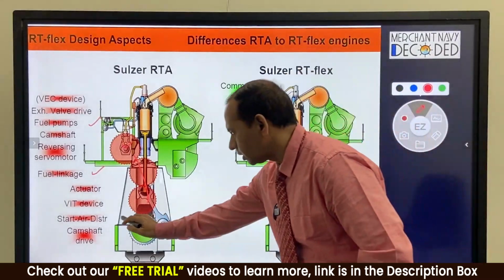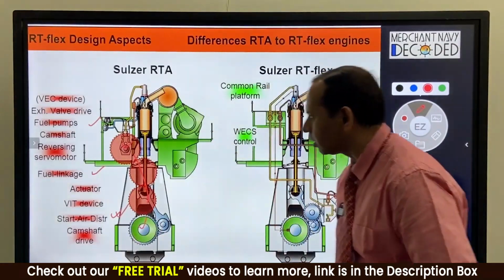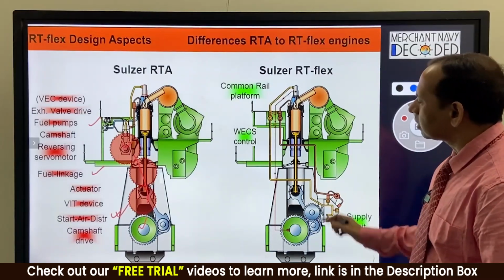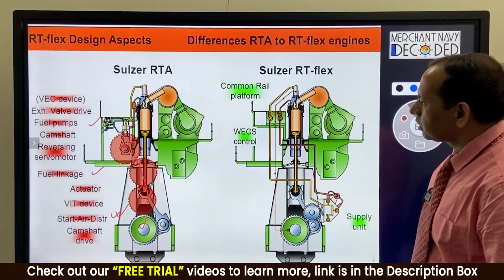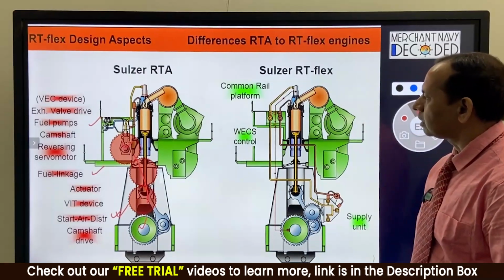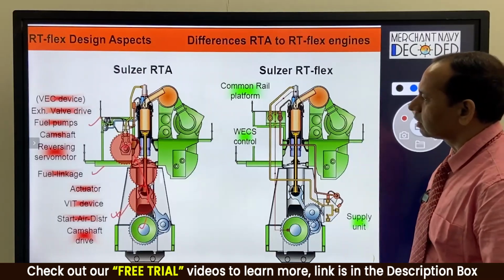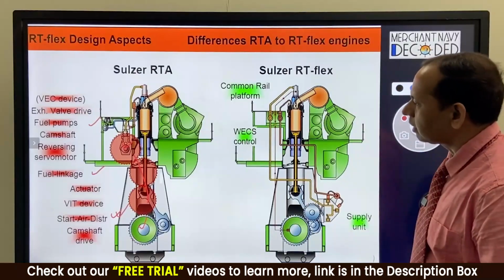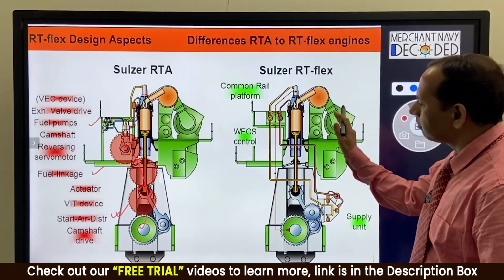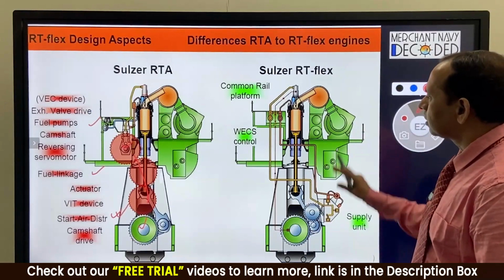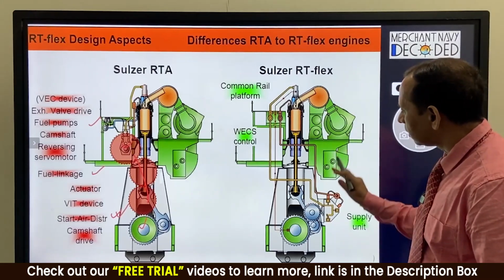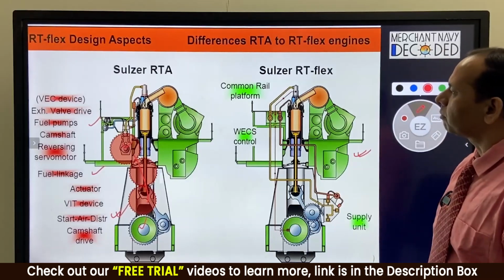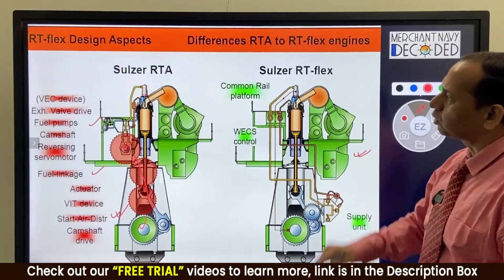Another major change is starting of the engine, which was done by having a mechanical start air distributor in an RTA engine, which supplies the pilot air to the individual cylinder air starting valves. In this engine, this is again done by electronic control. So this became much more simplified with fewer and fewer components, and that is why the RT-Flex engine has a much superior power to weight ratio as compared to the RTA engine.